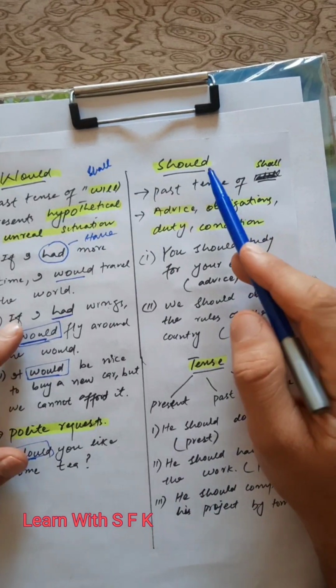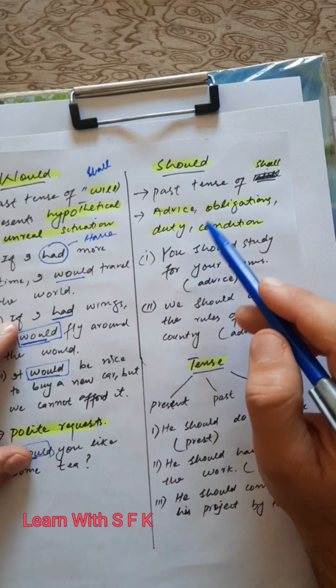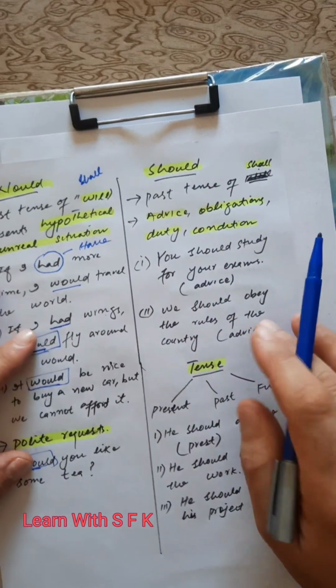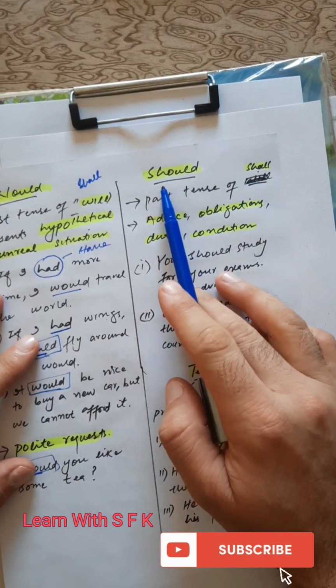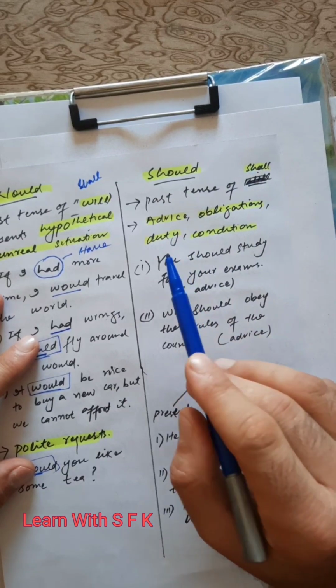Now where we use should. Should is a very important modal verb. It is the past tense of shall. Should is the past tense of shall.